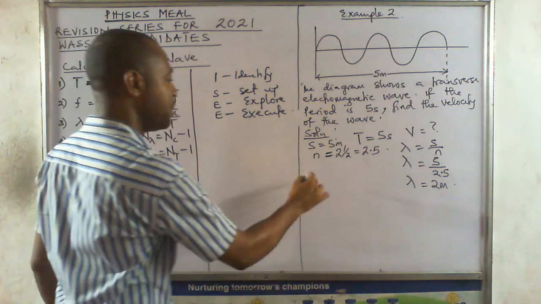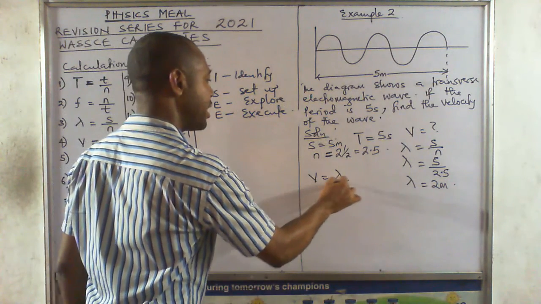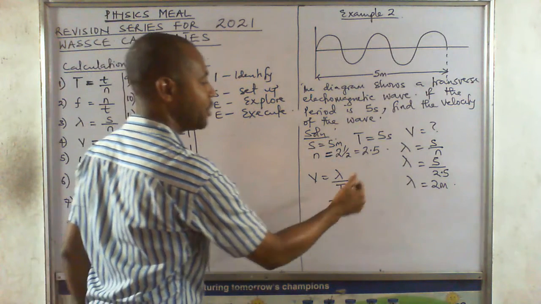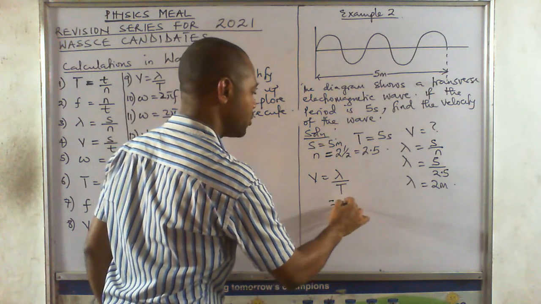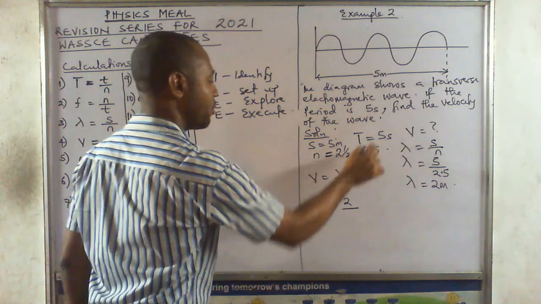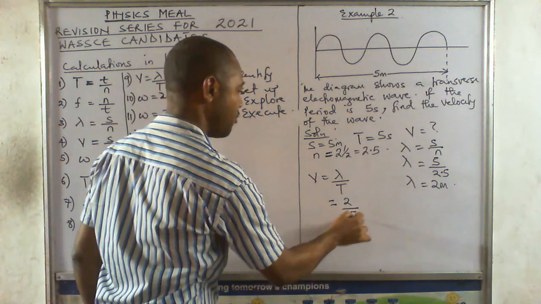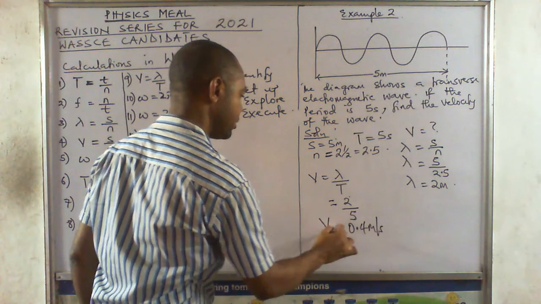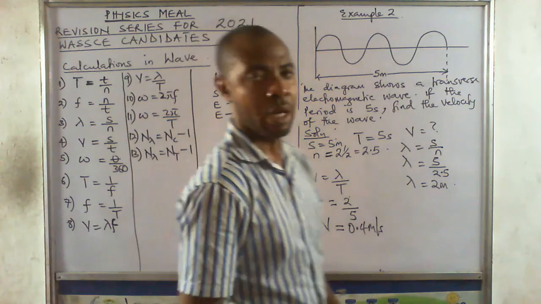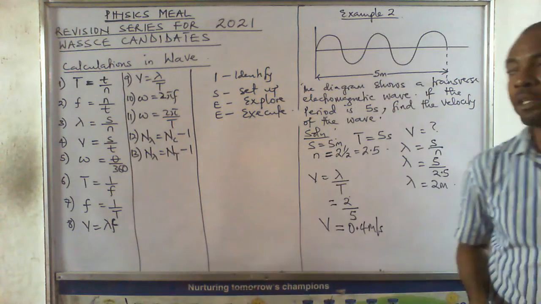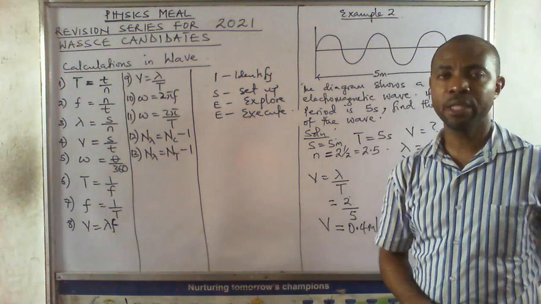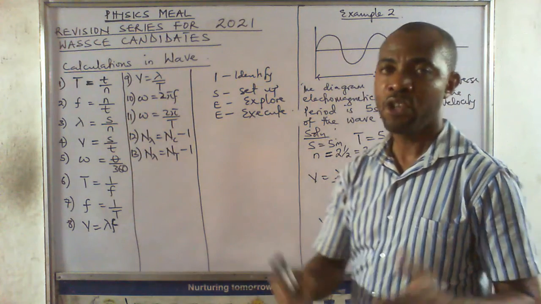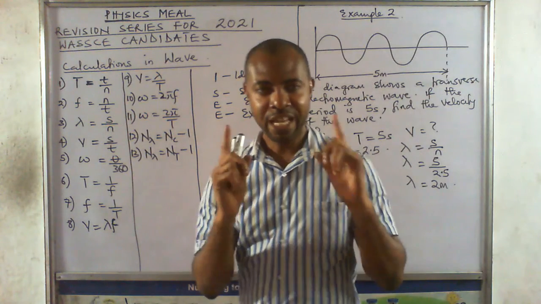Beautiful. So v becomes what now? Lambda over period. I have calculated lambda using the x and n given to me. What is that? 2, all upon the period, which was given as what? 5. When 5 divides this, I have 0.4 meters per second. Alright. As you continue to ponder on this, we need to go on a short break. And when we return, we'll continue with more calculations on waves.